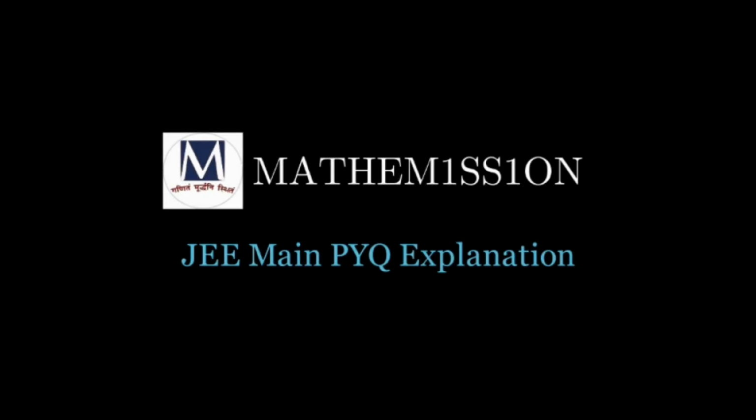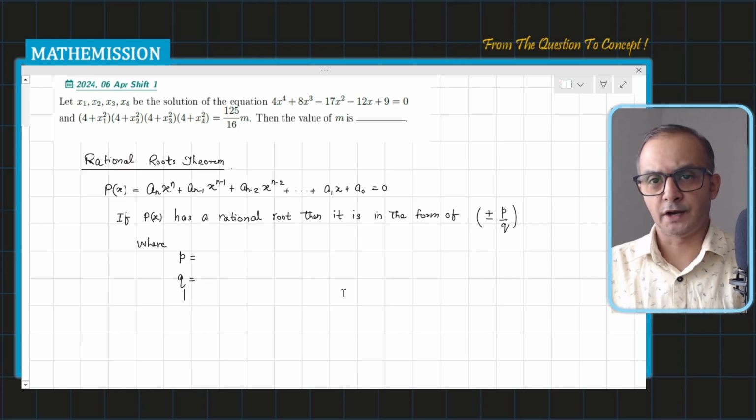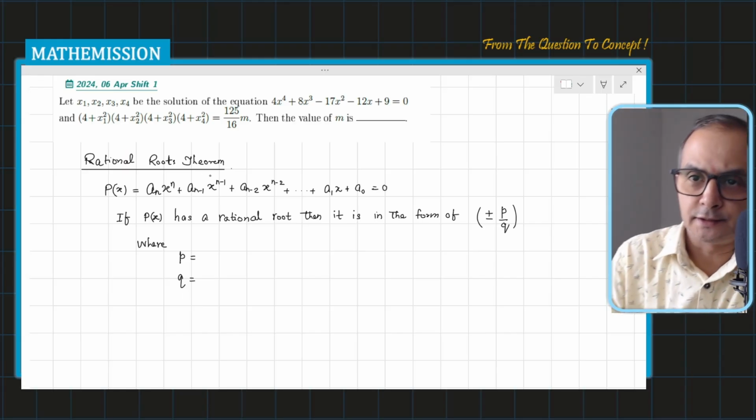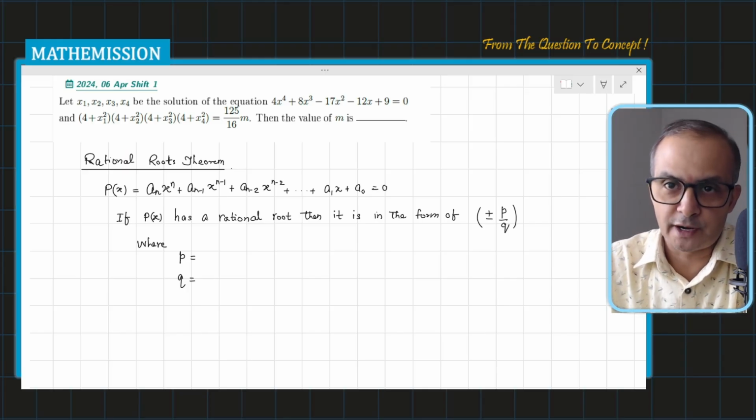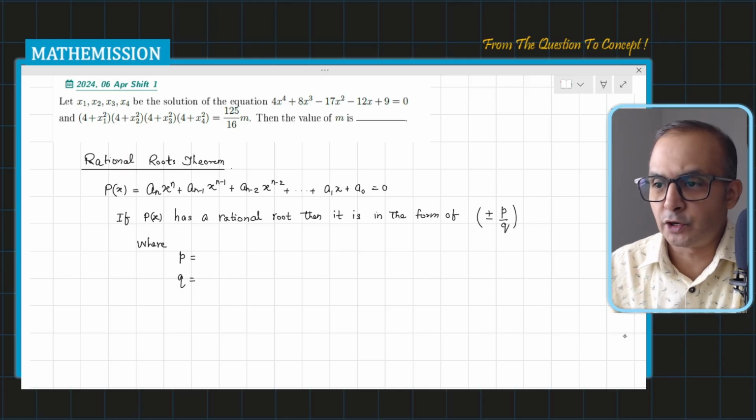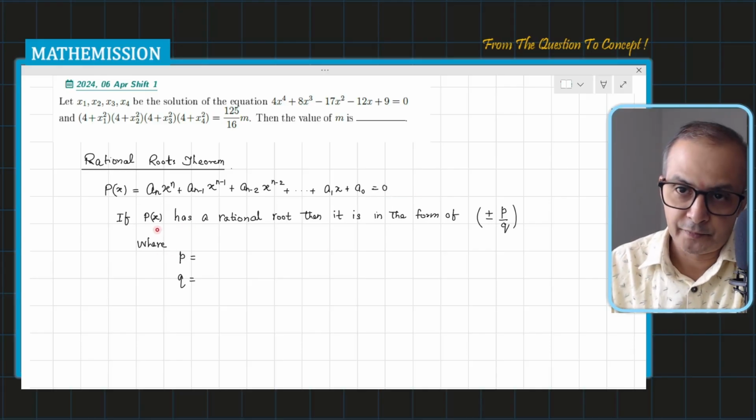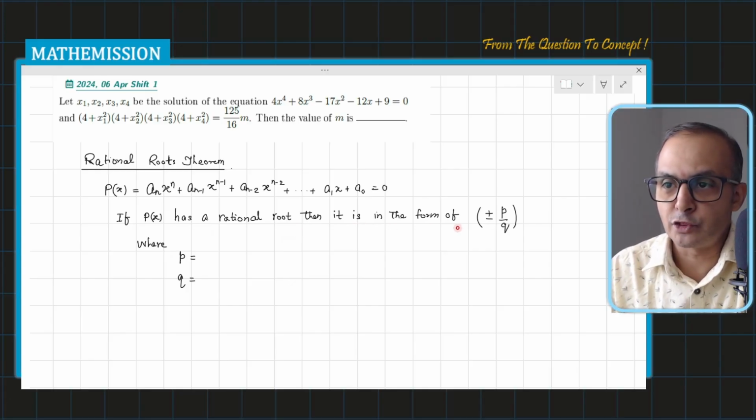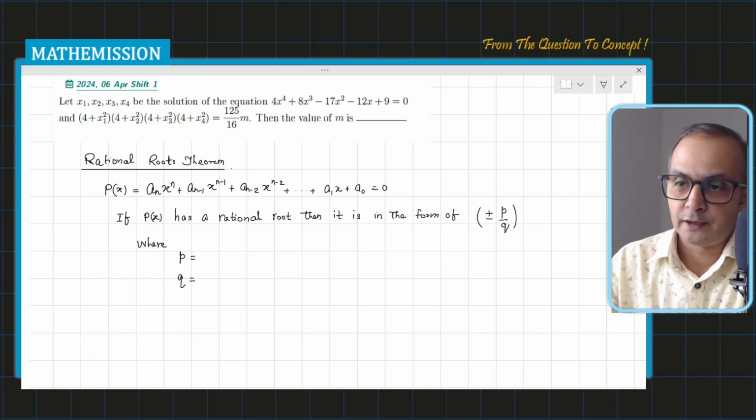So first we do this question by the rational root theorem. For one who doesn't know, the rational root theorem is a theorem which provides you the list of the possible rational roots of any polynomial equation. So the theorem states in this way: P(x) is any polynomial a_n x to the power n up to a naught equal to 0. This is a polynomial equation. And if P(x) has a rational root, then it is in the form of plus or minus p by q.